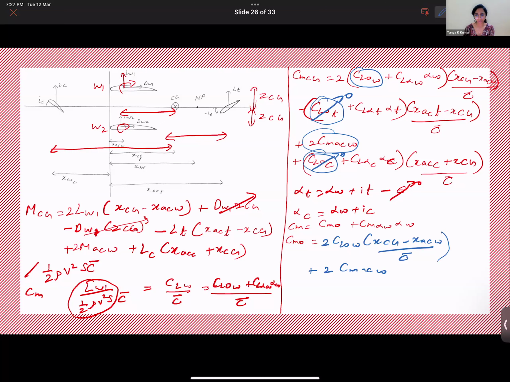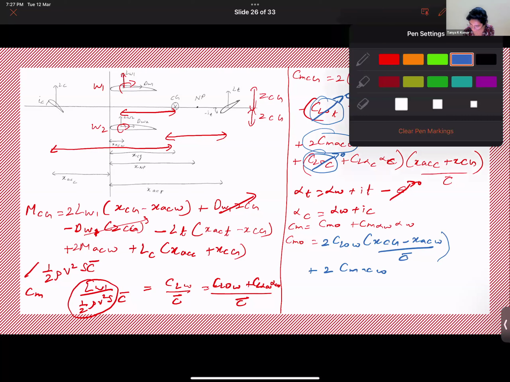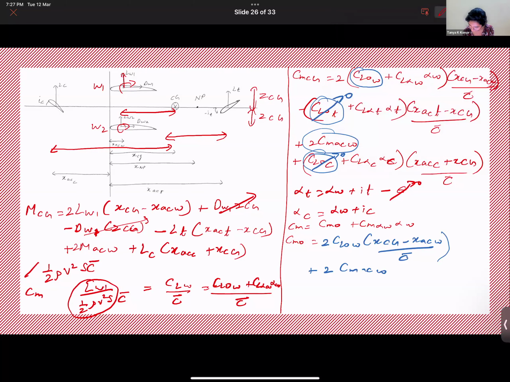It's all right. No other terms are missing. Have I made a mistake? Okay, here you're dividing it by S, so you will have ST upon S, and here you will have SC upon S. Correct? Correct me if I'm going wrong anywhere. All right, so Cm naught is this quantity.